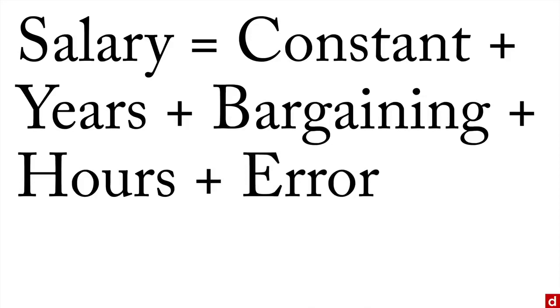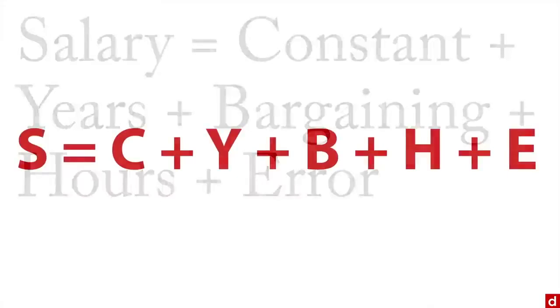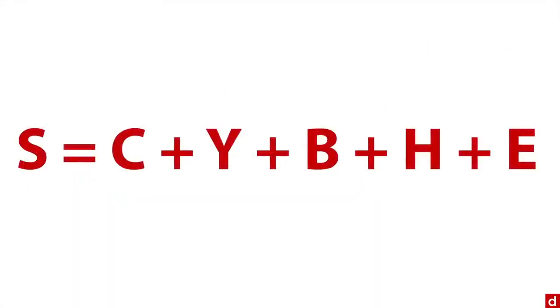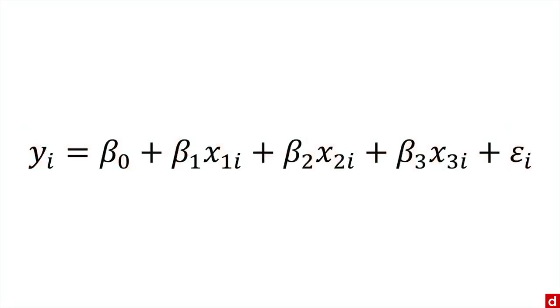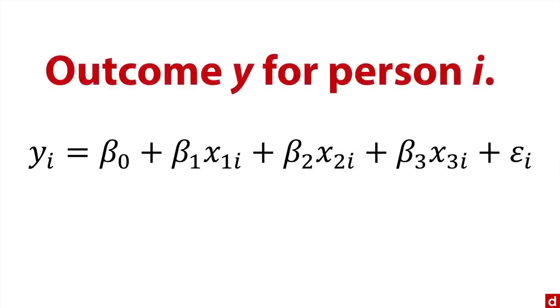Now, if you want to abbreviate this, you can write it kind of like this: S = C + Y + B + H + E. Although it's more common to write it symbolically like this. And let's go through this equation very quickly. The first thing we have is outcome. We call that Y, the variable Y, for person i. i stands for each case in our observations.